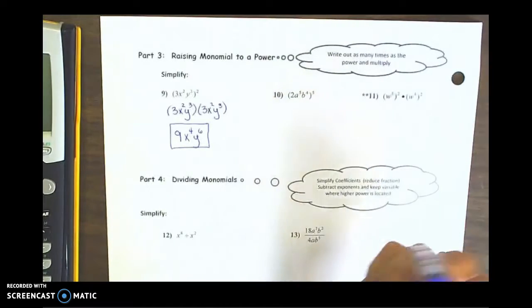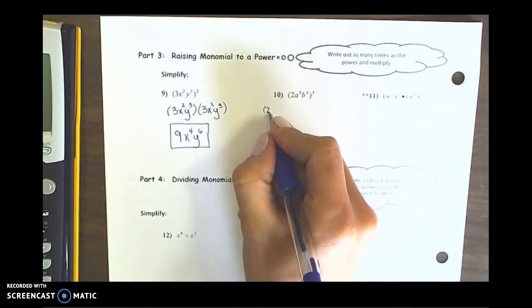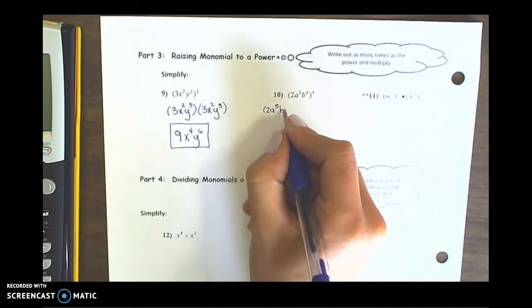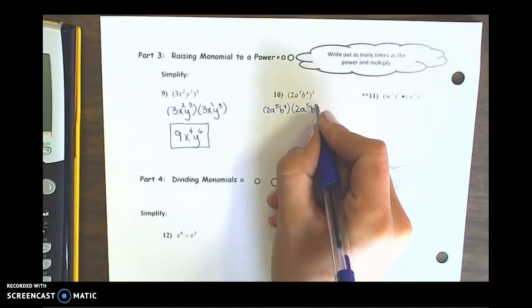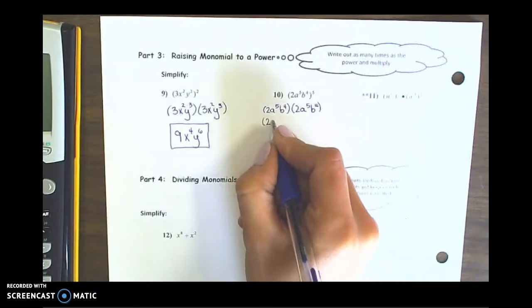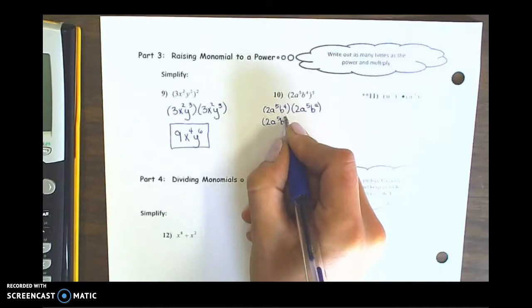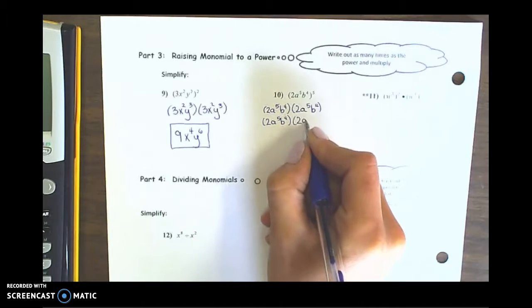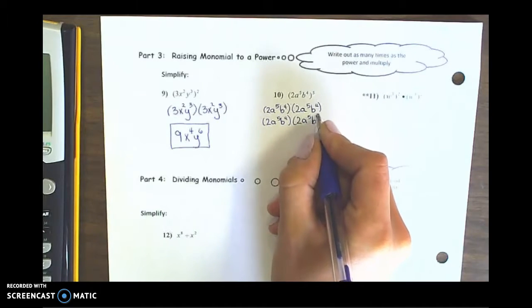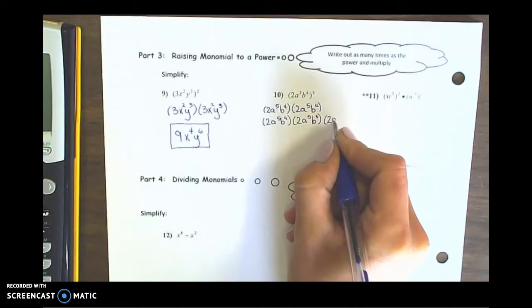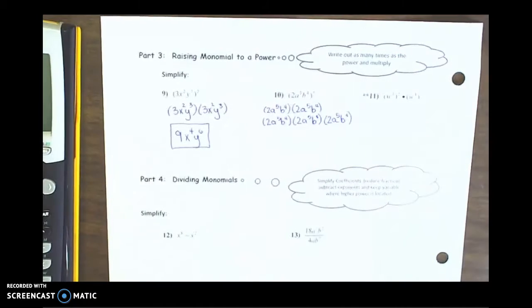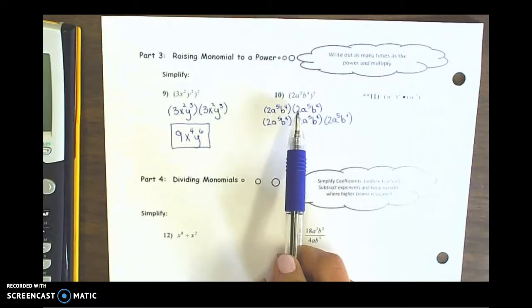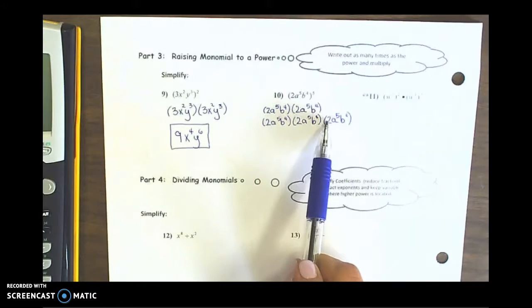So let's go ahead and try the second one. Now we're going to write it out 5 times. So 2, a 5, b to the 4. Okay. And then I'm going to multiply. So 2 times 2 times 2 times 2 times 2.